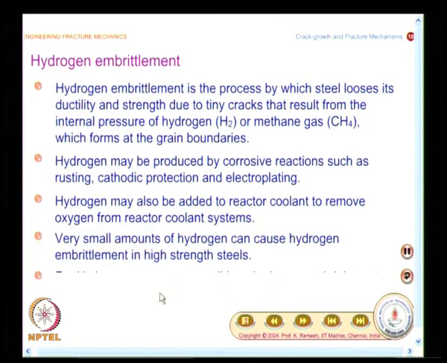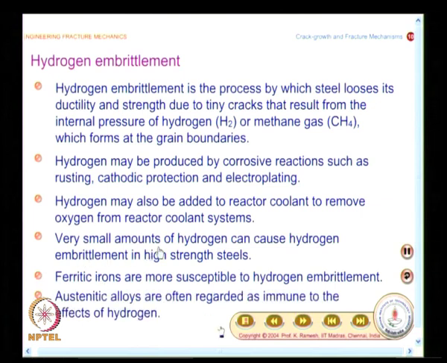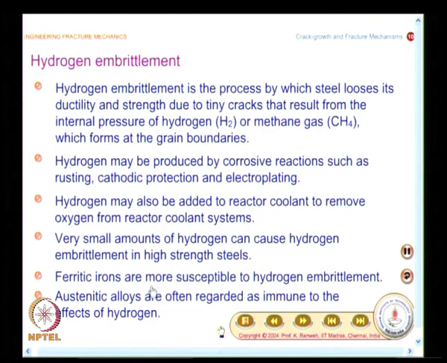And what you will have to notice is very small amounts of hydrogen can cause hydrogen embrittlement. It is not that you require a very high volume of hydrogen gas to give you a problem. Small quantities, traces here and there, can cause embrittlement. And if you notice, ferritic irons are more susceptible to hydrogen embrittlement. On the other hand, austenitic alloys are often regarded as immune to the effects of hydrogen.